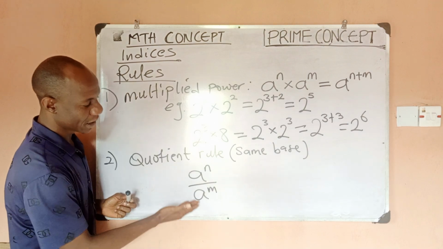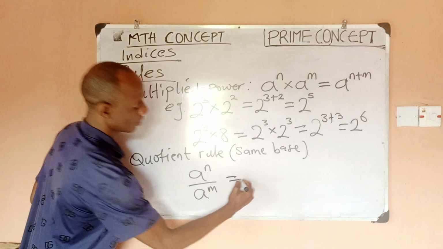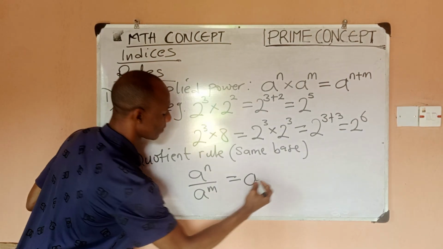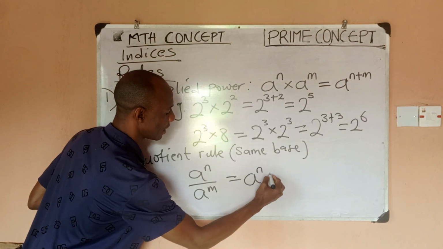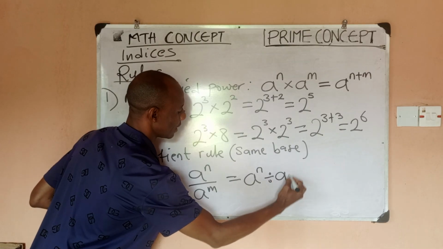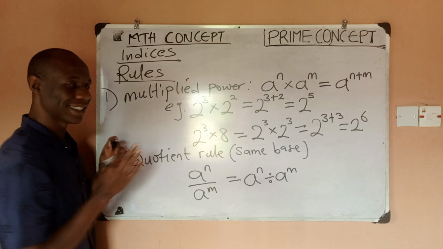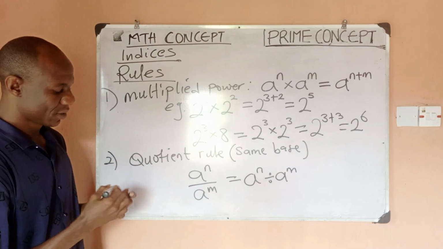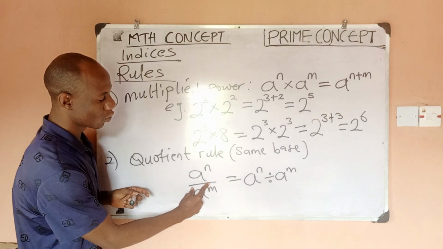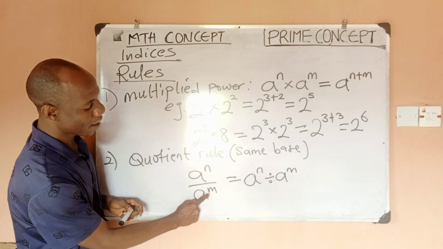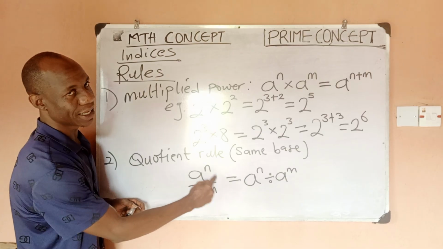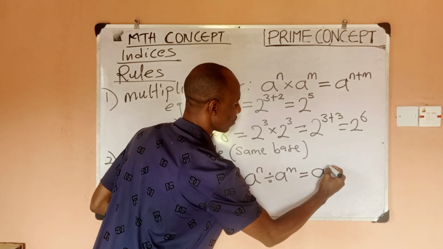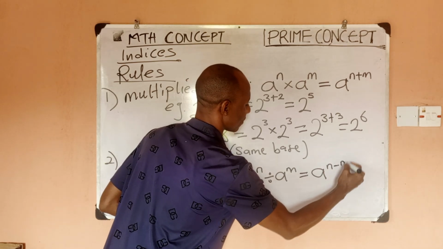So when you have something like this, of course you should know that this line means division. So I can write this also as a raised to power n divided by a raised to power m. So these two things are still the same. I've not yet applied the rule. But what does the rule say? The rule says when you have division, a quotient like this, then the power below can come up and you'll be subtracting. So this would simply be a raised to power n minus m.